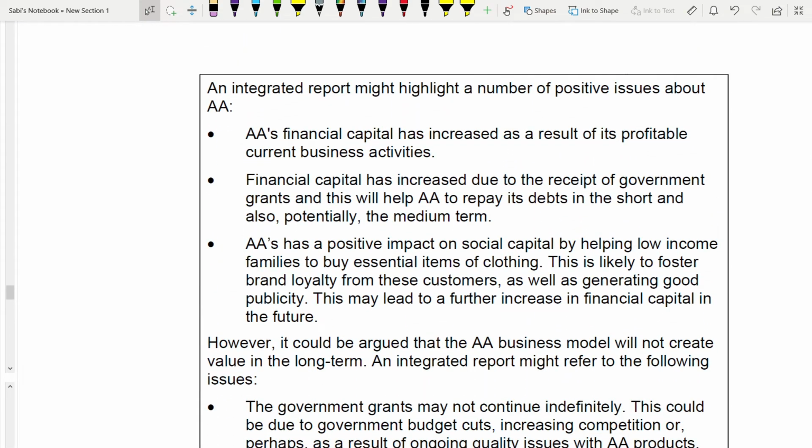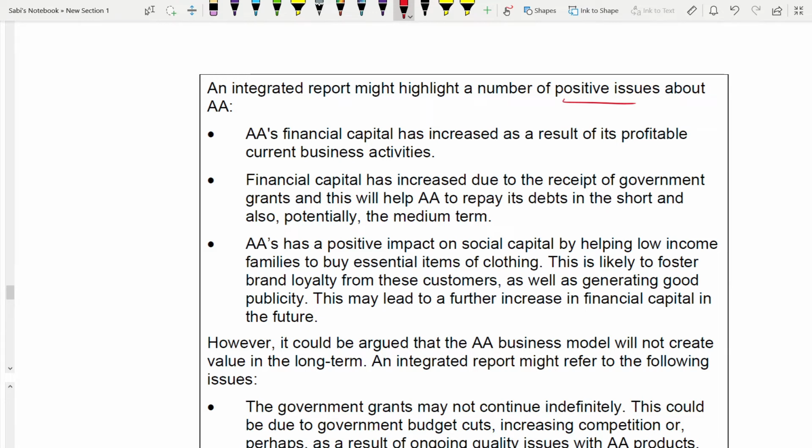First of all, integrated reporting. Make sure that you keep it balanced. That means you have to talk about the positive side, and you also have to write the negative side in your answer. In this integrated reporting, they highlight some positive issues about this company. You can talk about those issues based on the capital. Whenever you're writing under integrated reporting, make sure that you categorize each point under the correct capital. For example, this is financial capital, this is human capital, this is social capital. You should be able to do it.